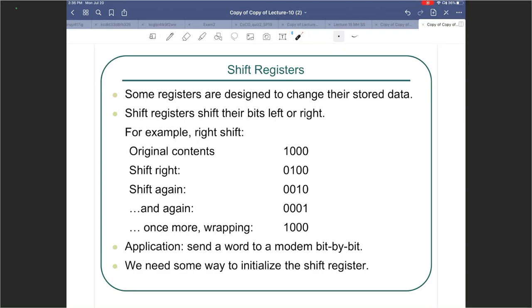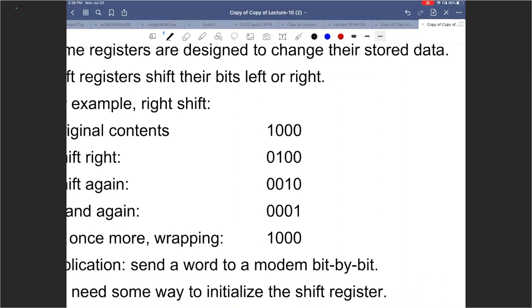Then if you shift it right, you want this to happen. You want that 1 to move to the right, right? That 0 moves in here, 0 moves in here, and then this, if it is a circular shift, that guy goes to this.